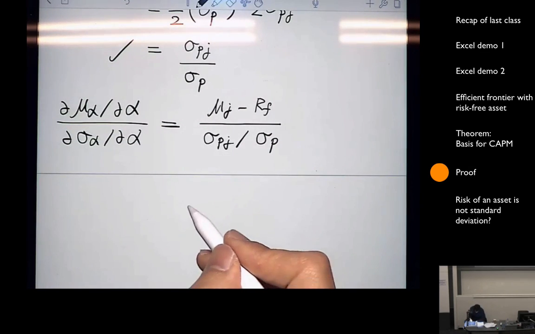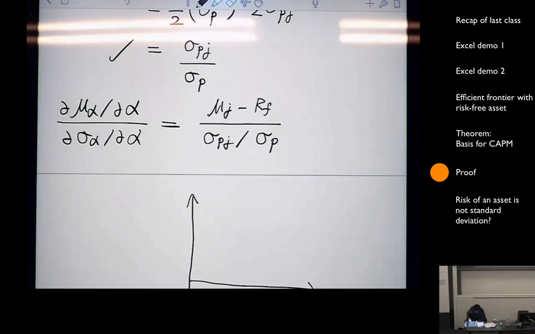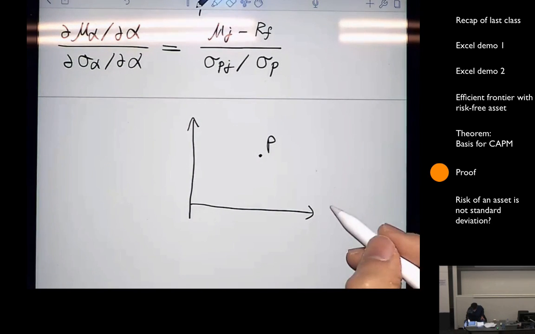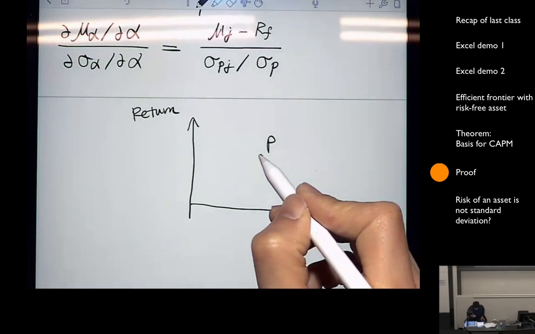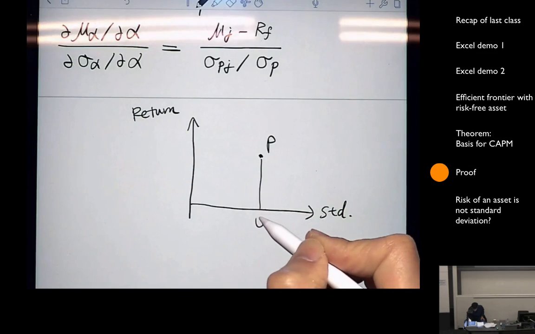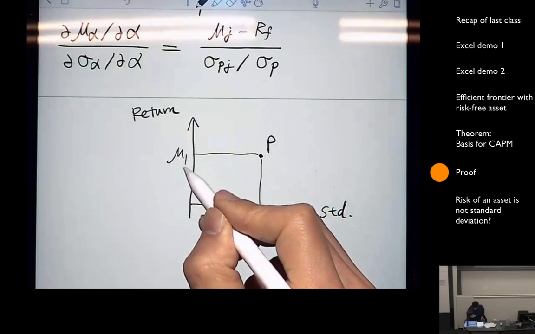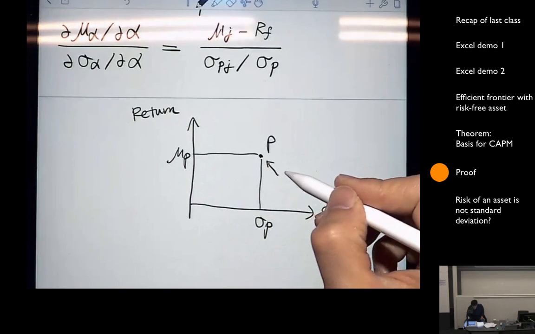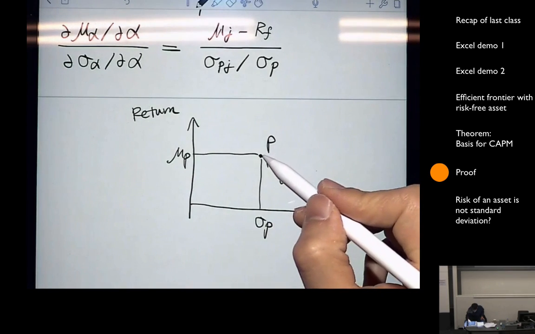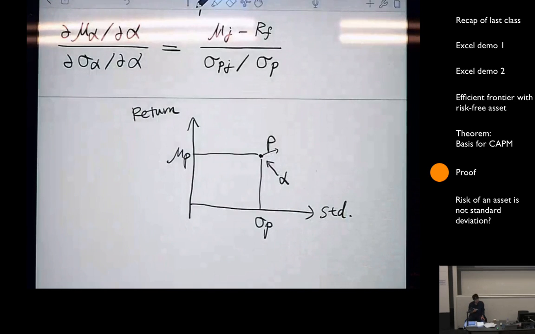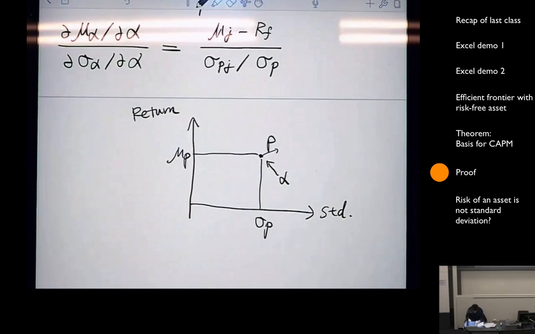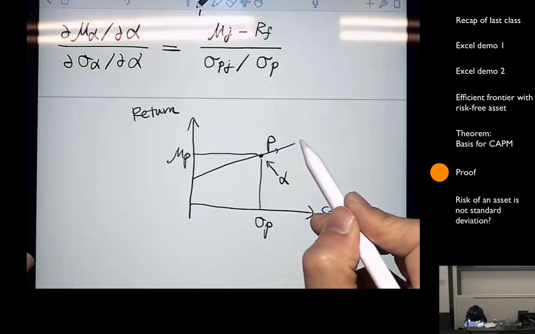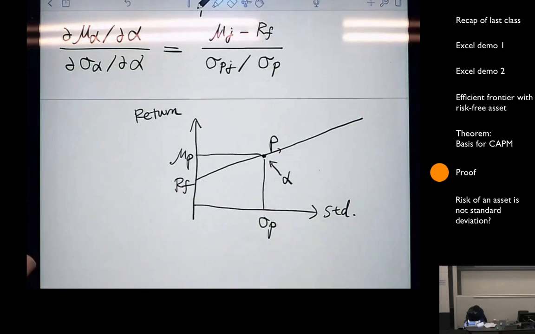Now, we started with the tangency portfolio. So here's the trick. We started with this tangency portfolio. When alpha is 0, you are here. When alpha deviates from 0, you deviate. But guess what? This point P is the tangent point. So it's actually on the efficient frontier, the straight line.